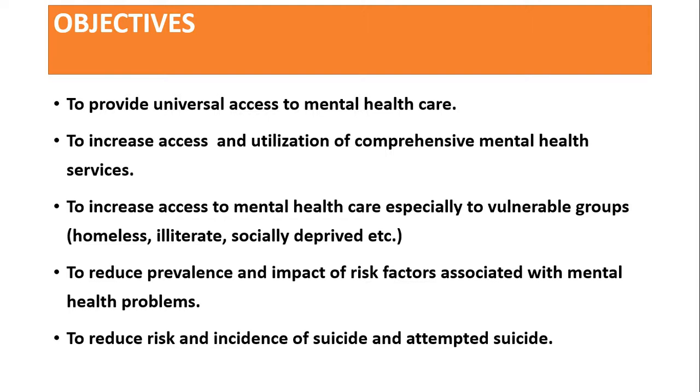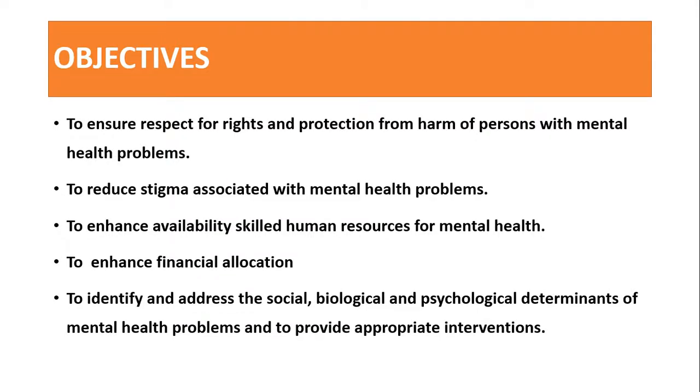Then to reduce the prevalence and impact of risk factors associated with mental health problems. There are a lot of risk factors which create mental health problems, so find out those risk factors and reduce their prevalence. Reduce the risk and incidence of suicide. Ensure respect for rights and protection from harm of persons with mental health problems. Reduce the stigma associated with mental health problems. Enhance the availability of skilled human resources. Enhance financial allocation, that's very important. And identify and address the social, biological and psychological determinants of mental health problems.